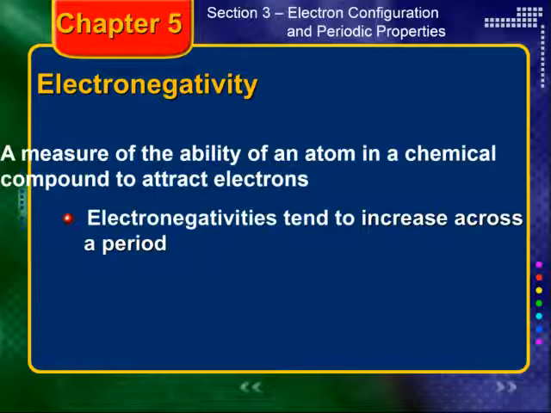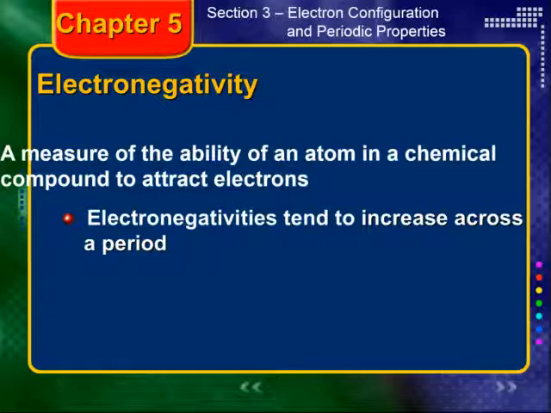Electronegativities tend to increase across a period. As you go from left to right within a periodic table, within a period, the electronegativities are going to increase. Because as you go to the right, you're actually getting closer and closer to a full octet. For example, let's look at the P block. If we look at oxygen, fluorine, and then neon, we see that neon already has a full octet. It already has a noble gas configuration. It's not going to do anything. It doesn't want to attract any electrons because it already has a full octet.